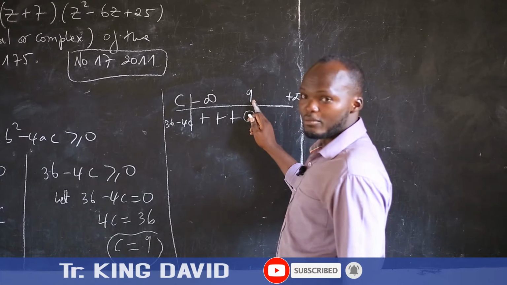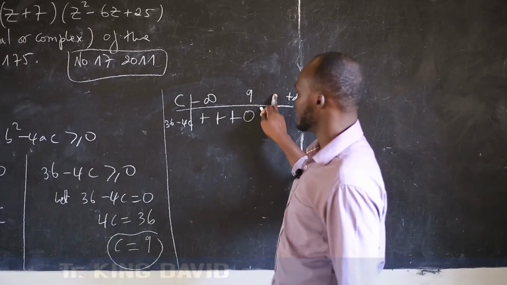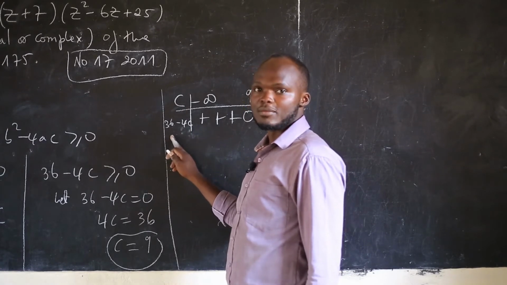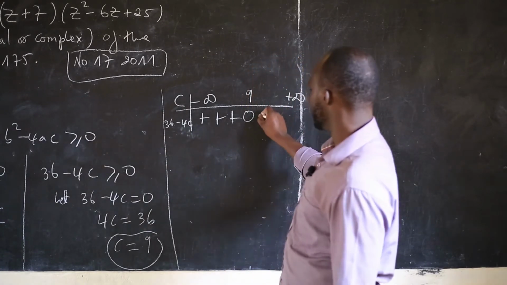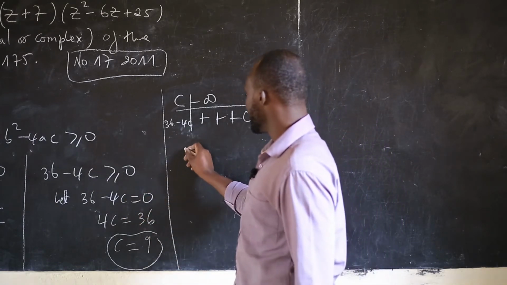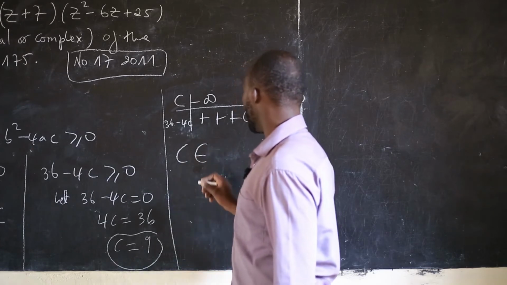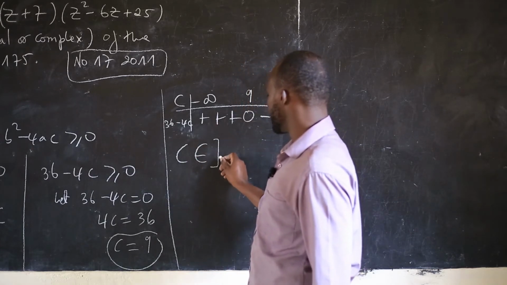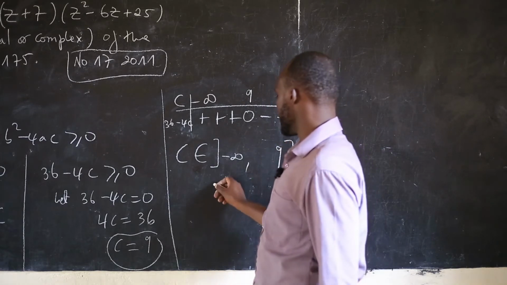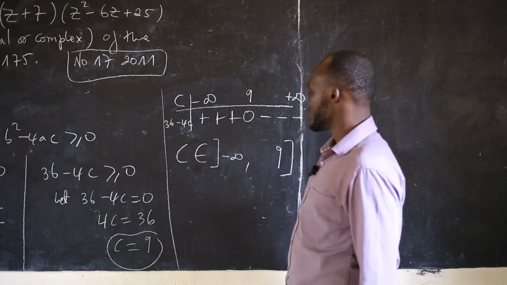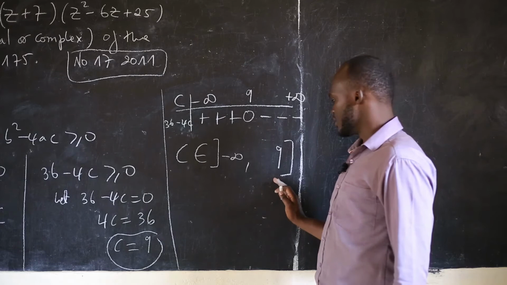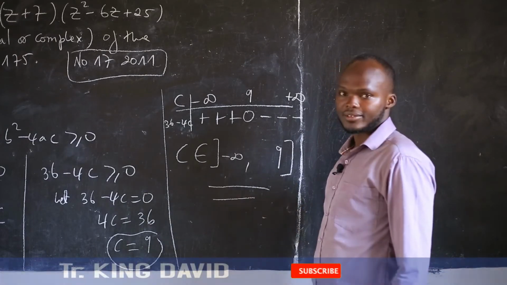When you choose between 9 and positive infinity, there is 10. Let's put 10 here. 10 times 4 is 40. 36 minus 40 is negative 4. Here it will be negative. And remember, we have greater than or equal to, and greater means positive. So c will be a member of negative infinity excluded to 9 included. So that's the values of c. The values of c will be from negative infinity excluded to 9 included. So that's the answer for A.